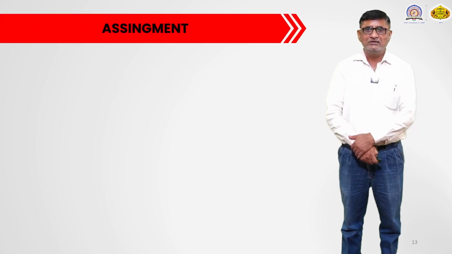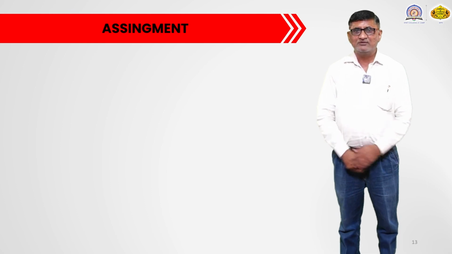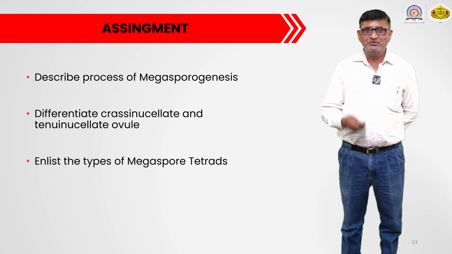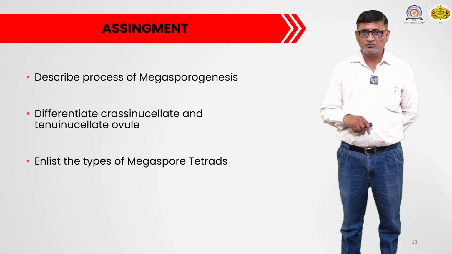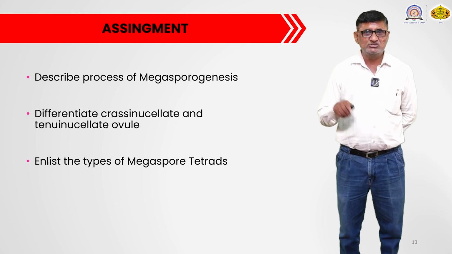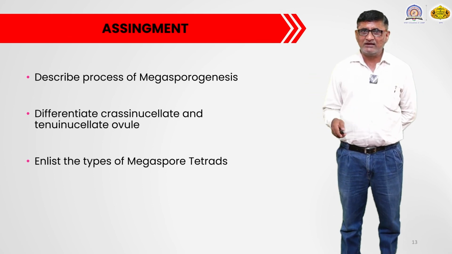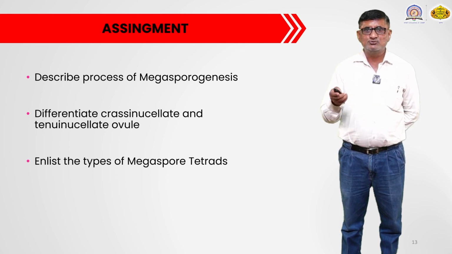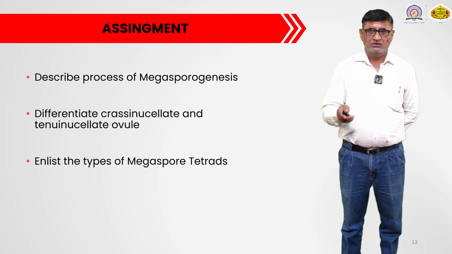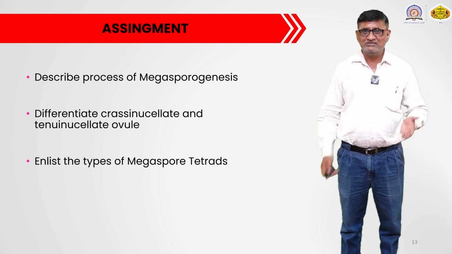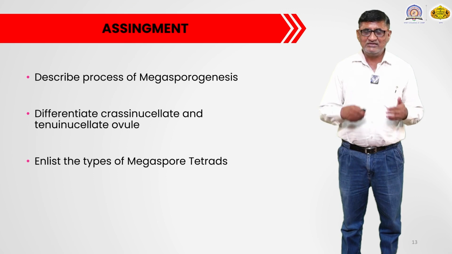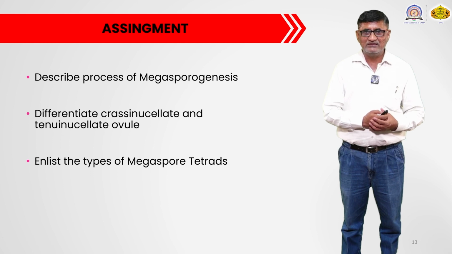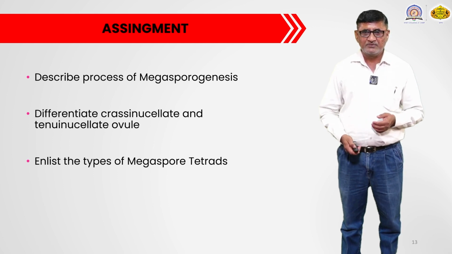Now, what kinds of assignment are expected on this particular topic? There may be a question like: describe the process of megasporogenesis, how megasporogenesis takes place, or how megaspore mother cells are developed from the archesporial cell. Then, differentiate crassinucellate ovule and tenuinucellate ovule, that is, what are the developmental differences in these two kinds of ovules. And lastly, there may be a question to enlist the types of megaspore tetrad, so the megaspore types that we have to enlist.